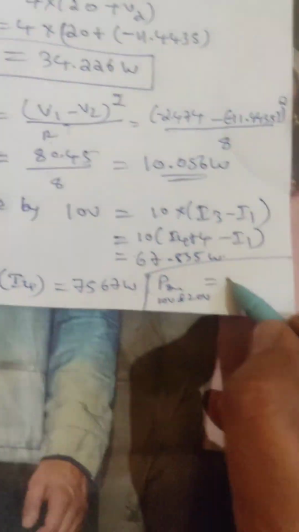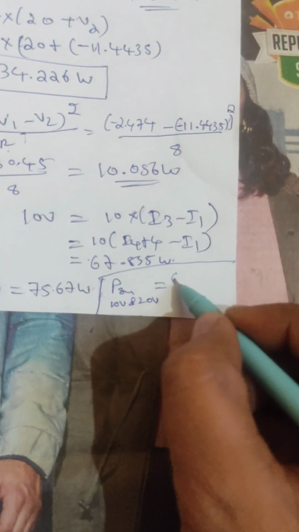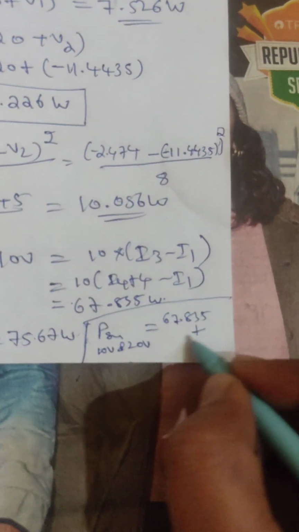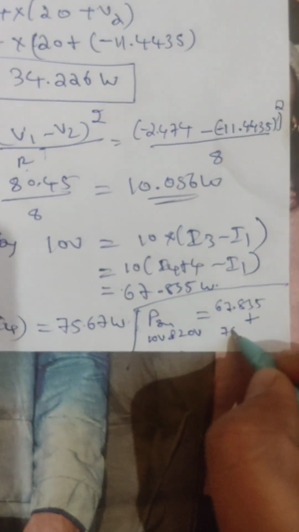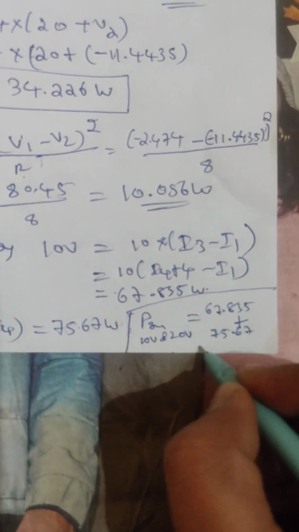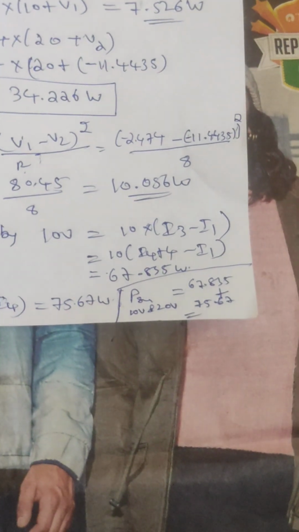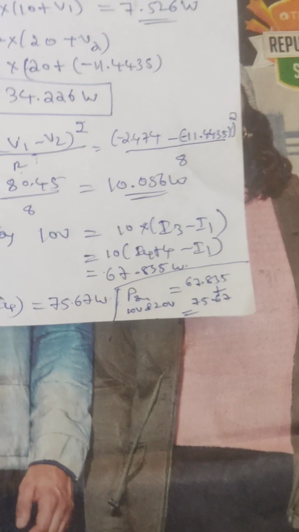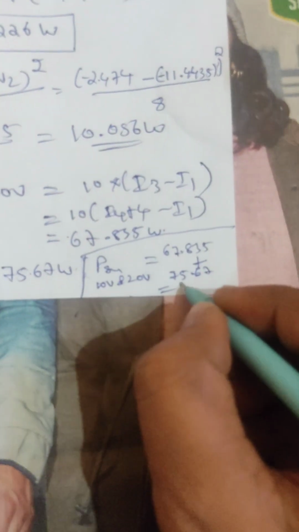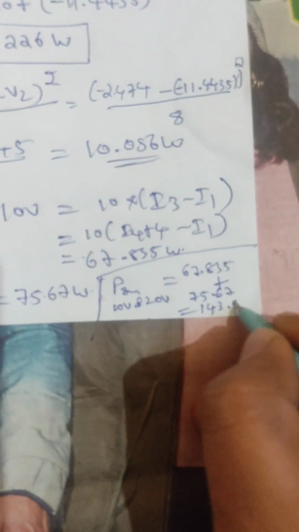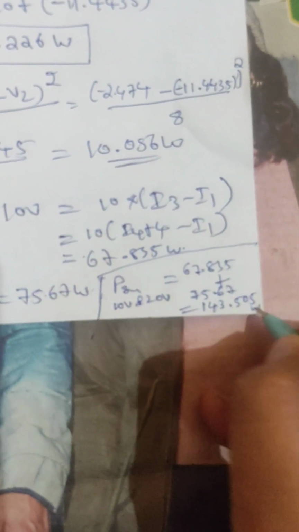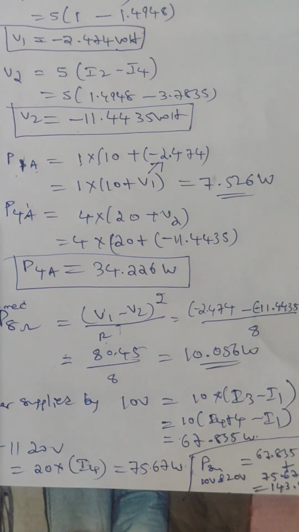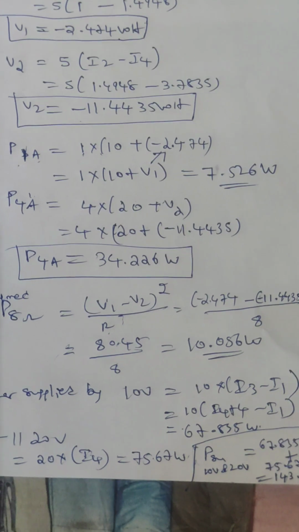So ultimately, the power supplied by the two voltage sources, the 10 volt and 20 volt, is the sum of the power supplied by each voltage source. 67.835 is the power supplied by the 10 volt source, plus the power supplied by the 20 volt source, 75.67. By adding that, we are getting 143.505 watts. This is the power supplied by both the voltage sources.